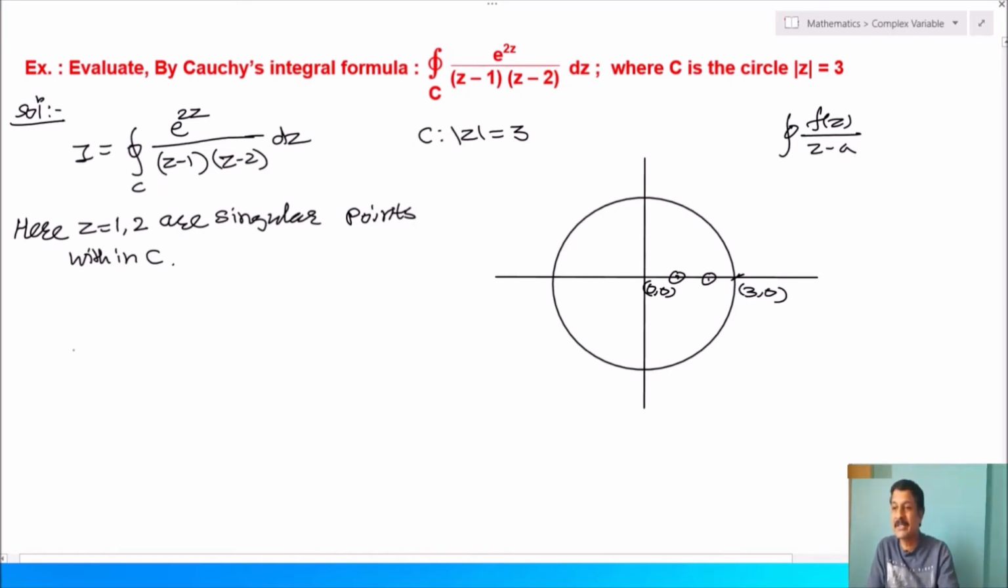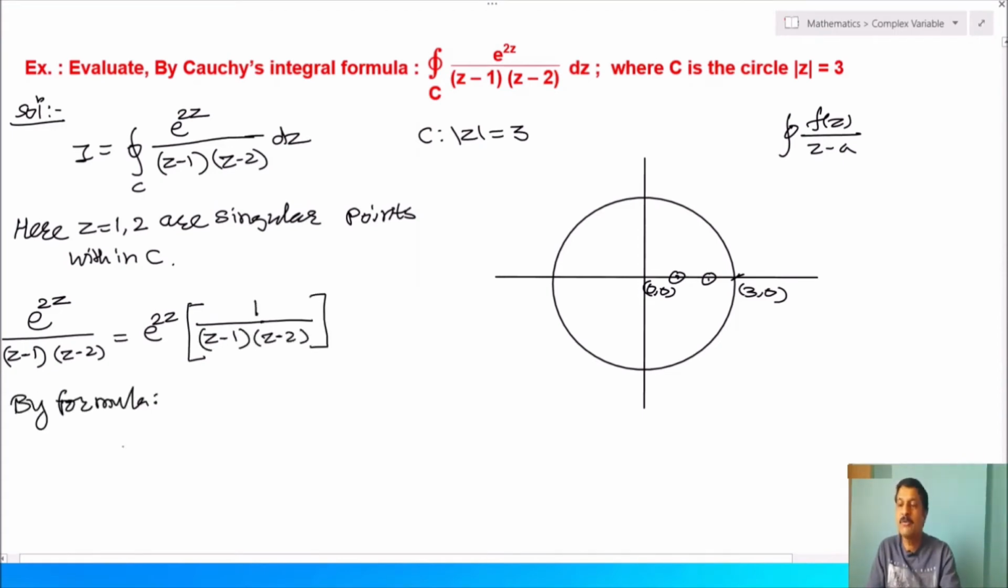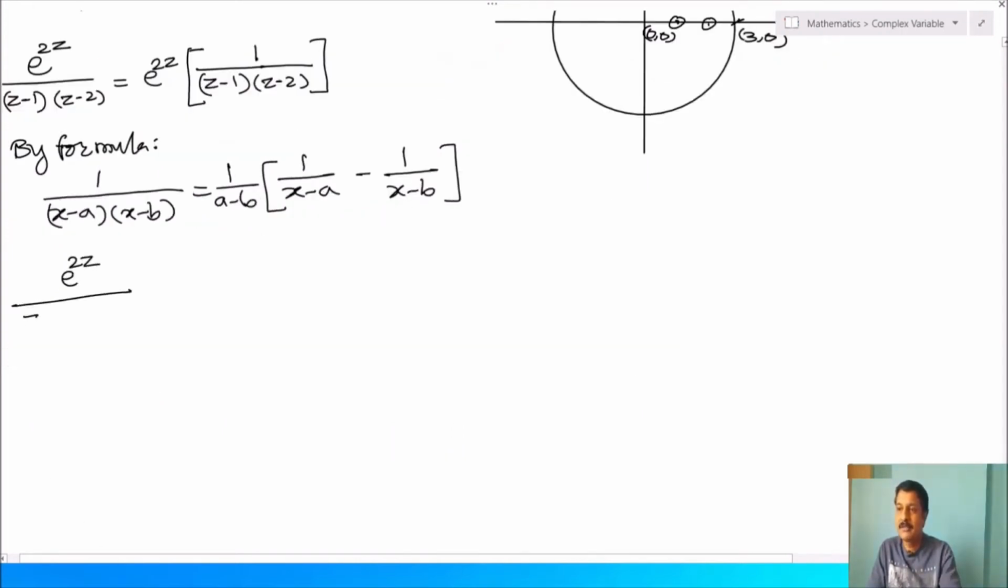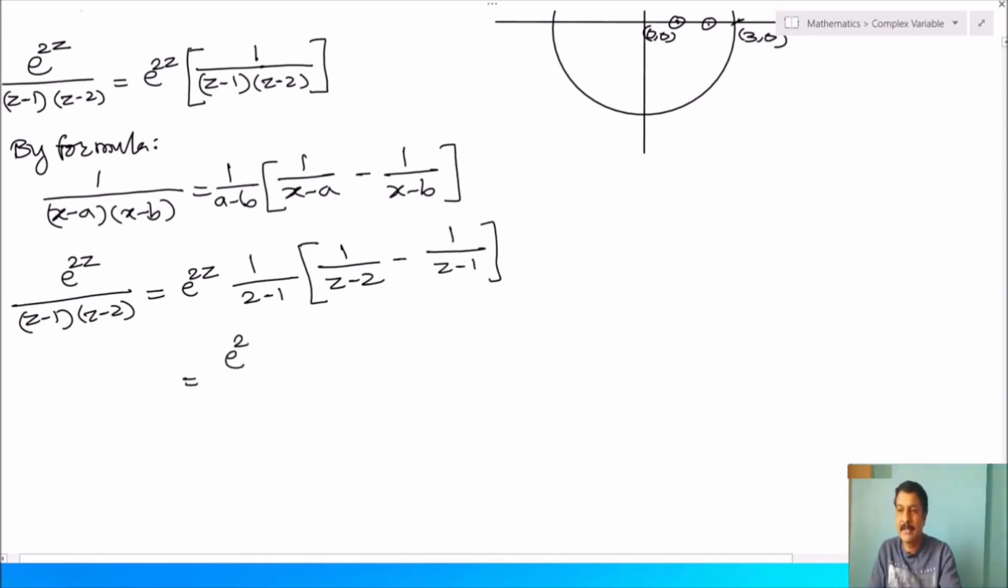How? By partial fractions. We see e raised to 2z upon (z minus 1)(z minus 2) equals e raised to 2z times 1 upon (z minus 1)(z minus 2). By formula, or you can use partial fractions, but here it is simple, so I can use the direct formula: 1 upon (x minus a)(x minus b) equals 1 upon (x minus a) minus 1 upon (x minus b), with 1 upon (a minus b) outside. Therefore, e raised to 2z upon (z minus 1)(z minus 2) equals e raised to 2z times 1 upon (2 minus 1), in bracket 1 upon (z minus 2) minus 1 upon (z minus 1). So finally, that is e raised to 2z upon (z minus 2) minus e raised to 2z upon (z minus 1).